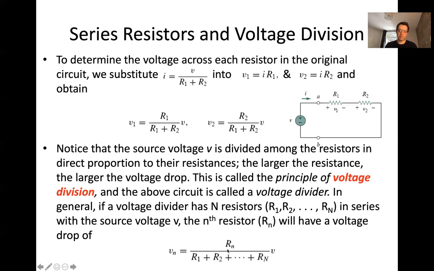Okay, now if you have n resistors in series instead of just 2, then the voltage drop across each of the resistors is going to be equal to that individual resistance divided by the sum multiplied by V. Okay, and remember, these fractions are always between 0 and 1.